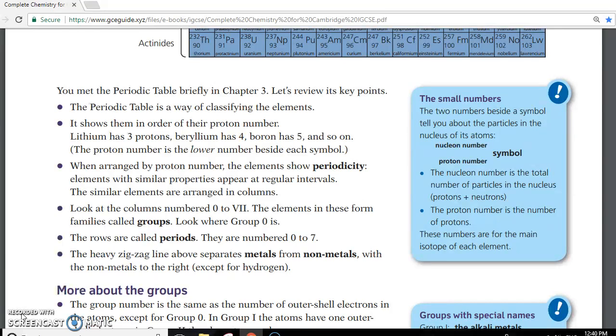Okay, so first we're going to talk about the big picture. There's over 100 elements, and the key difference between them is the number of protons they have. So each element is completely unique in that it has its own number of protons. For instance, as it says here, lithium has 3 protons, beryllium has 4. You're never going to have an element that has 5 and another element that has 5.